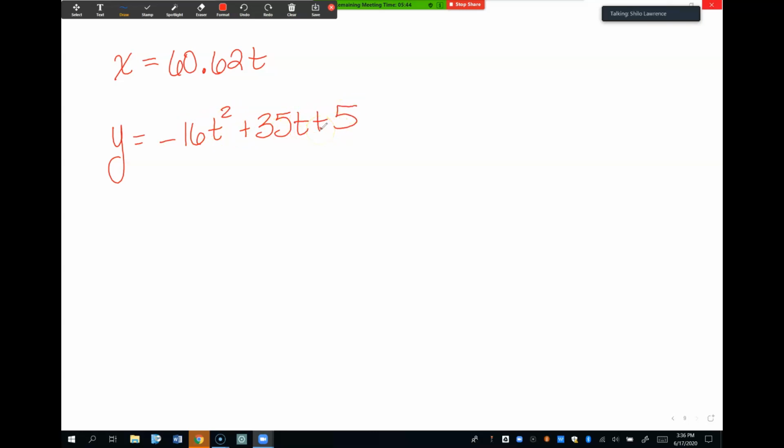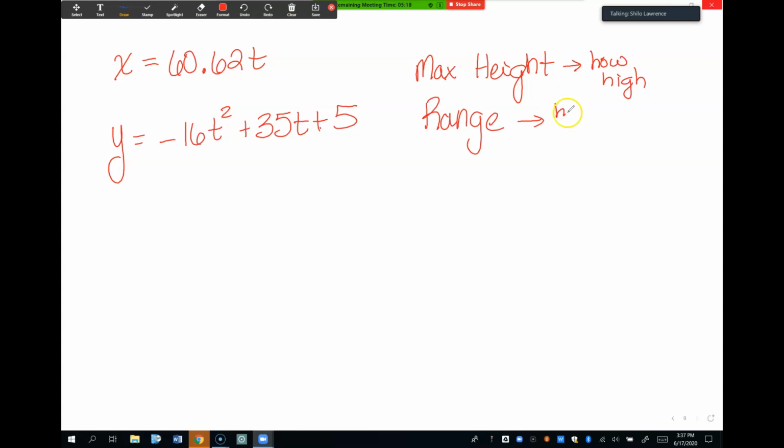Besides just being able to set up the vector valued function, some other things you might be asked are the maximum height and the range. Those are the two most common questions we get. Maximum height is how high it goes, and the range is how far horizontally it goes. Kind of like how long.